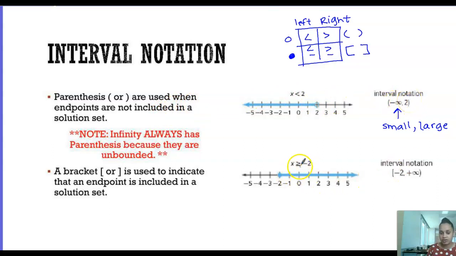For interval notation on this second one, if you notice, left to right is small to large. So on the left, we have negative 2, and notice it has a bracket because it is equal to, and then it goes on and on to the right forever, so it would go to positive infinity. Now, if you didn't want to write that plus sign in front of the infinity, that's okay. You could just write infinity instead of positive infinity.